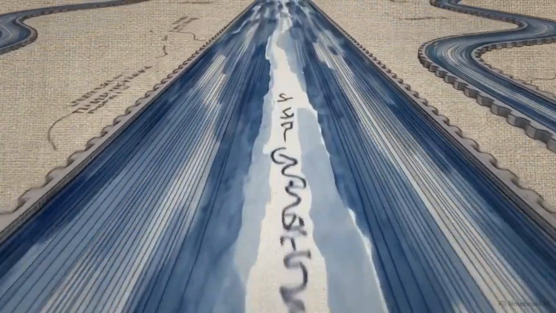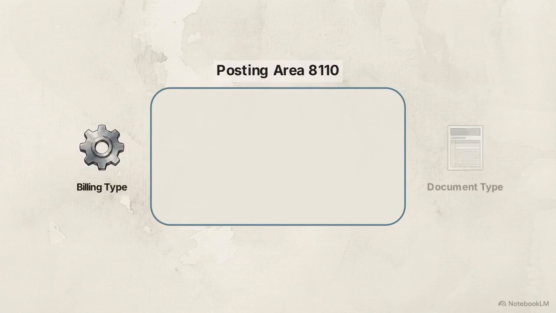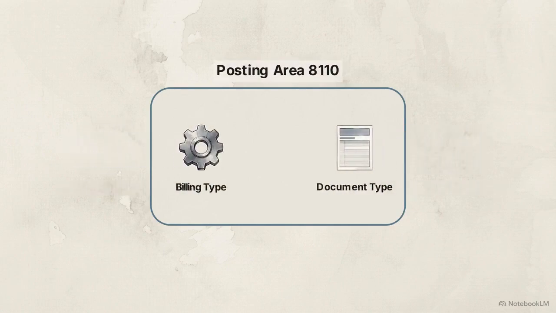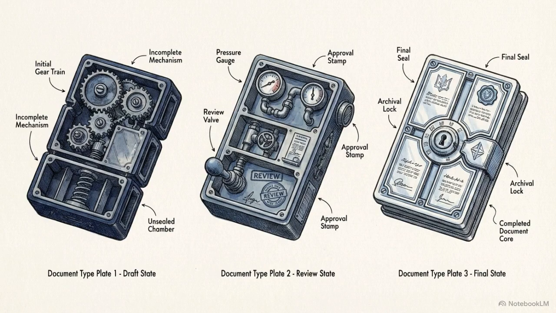batch jobs. The technical hurdle is how the system identifies which of these strict number intervals to pull from during an active billing run. That determination happens at a critical junction in SAP customizing, known as Posting Area 8110, where the billing type maps to the document type. Following standard architectural recommendations, distinctly different document types are assigned depending on whether the output is an actual billing document, a reversal, or a simulation.